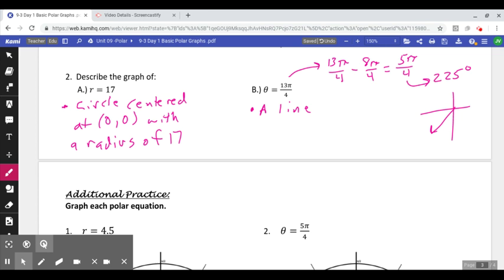But remember, when the r is negative, we're actually going to continue in the opposite direction. So the shape of this graph is going to look just like this. So it's a line through 45 degrees or 225 degrees. And we could also describe it as having a slope of 1. So you could add that too if you wanted to think about the rectangular part of this one.